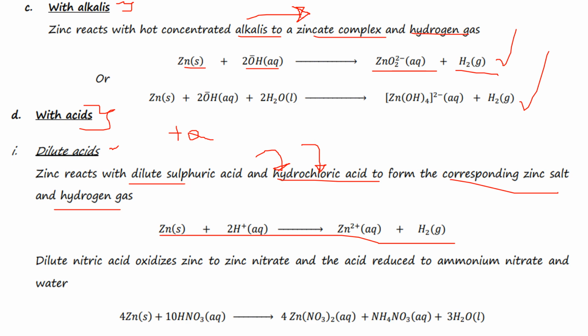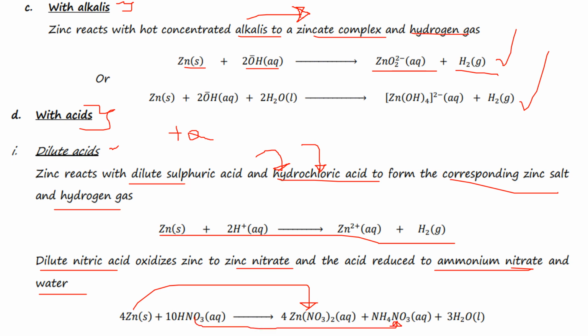However, when you use dilute nitric acid, however dilute it is, it still has oxidizing properties. So it oxidizes zinc to zinc(II) nitrate, and the acid, after oxidizing, gets reduced to ammonium nitrate together with water. So the equation is as follows: zinc is oxidized to zinc(II) nitrate, and the acid is reduced to ammonium nitrate together with water. And this is a redox reaction. You do the redox workout and see whether you can come up with its balancing, so that you don't have to cram the balancing.